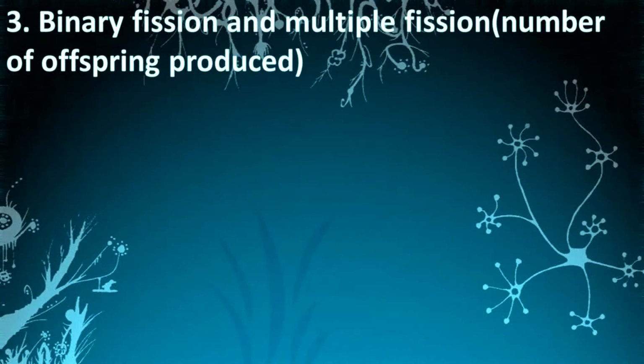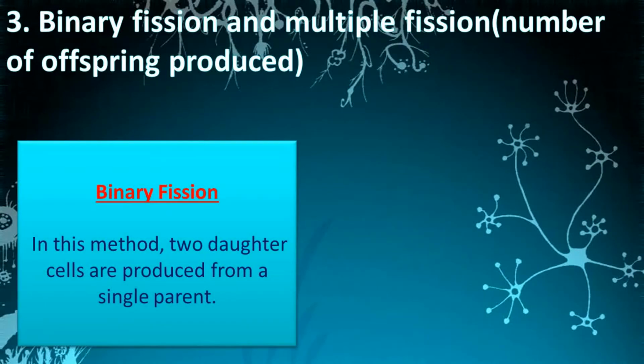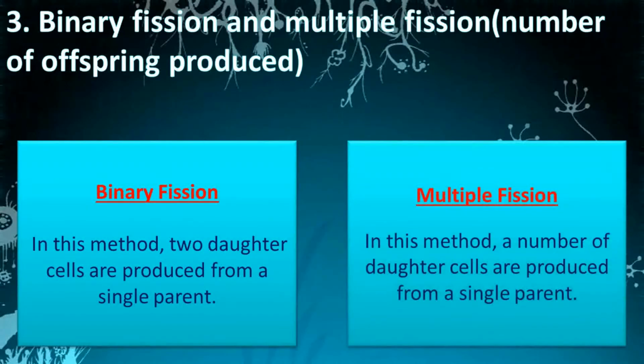Binary fission and multiple fission. Number of offspring produced. Binary fission. In this method, two daughter cells are produced from a single parent. Multiple fission. In this method, a number of daughter cells are produced from a single parent. Next question.